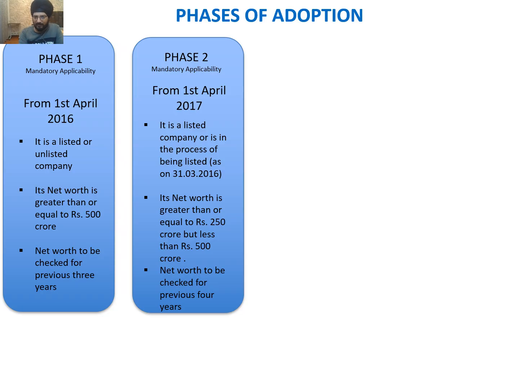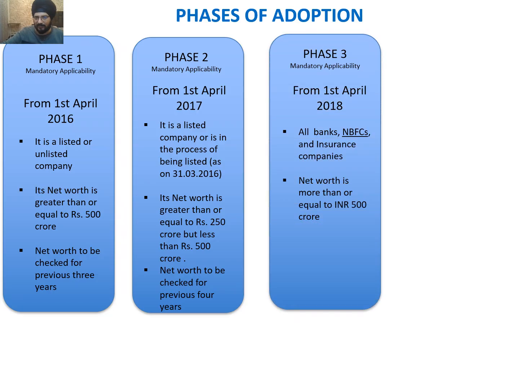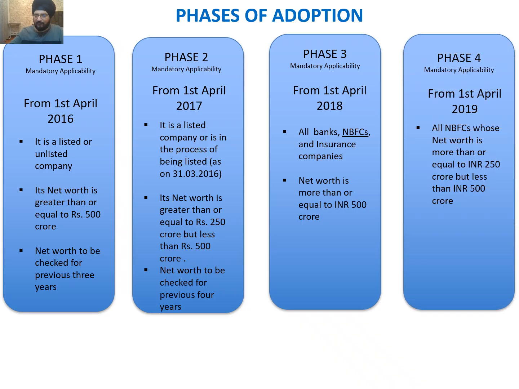And for this purpose, the net worth needs to be checked for the last 4 preceding years rather than the last 3 preceding years, which was there for 1st April 2016. Third phase, which speaks about 1st April 2018, is the applicability for all the NBFCs, banking companies and insurance companies. All the banks, NBFCs and insurance companies were required to adopt the IND AS to represent their financial statements if their net worth is equal to or more than 500 crore. And in phase 4, it is reduced from 500 crore to 250 crore.